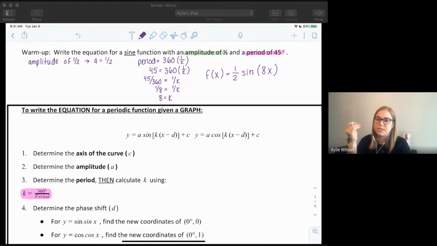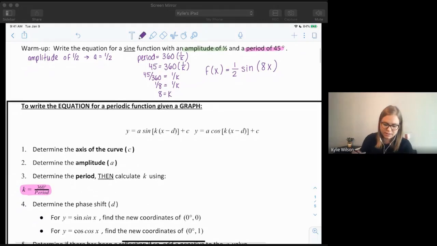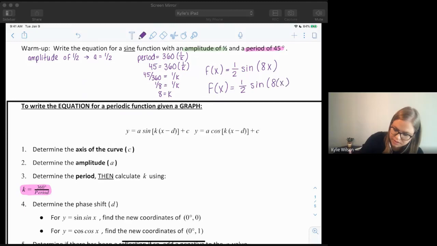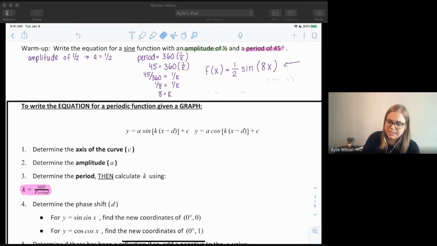Yes, Dimitri, do you want to type your question in the chat? We can leave it like that. You could have also written this like this. But because there's no D value, I can just write it like this, a little simpler. But if there was a D value, then I would have to have the extra brackets there.